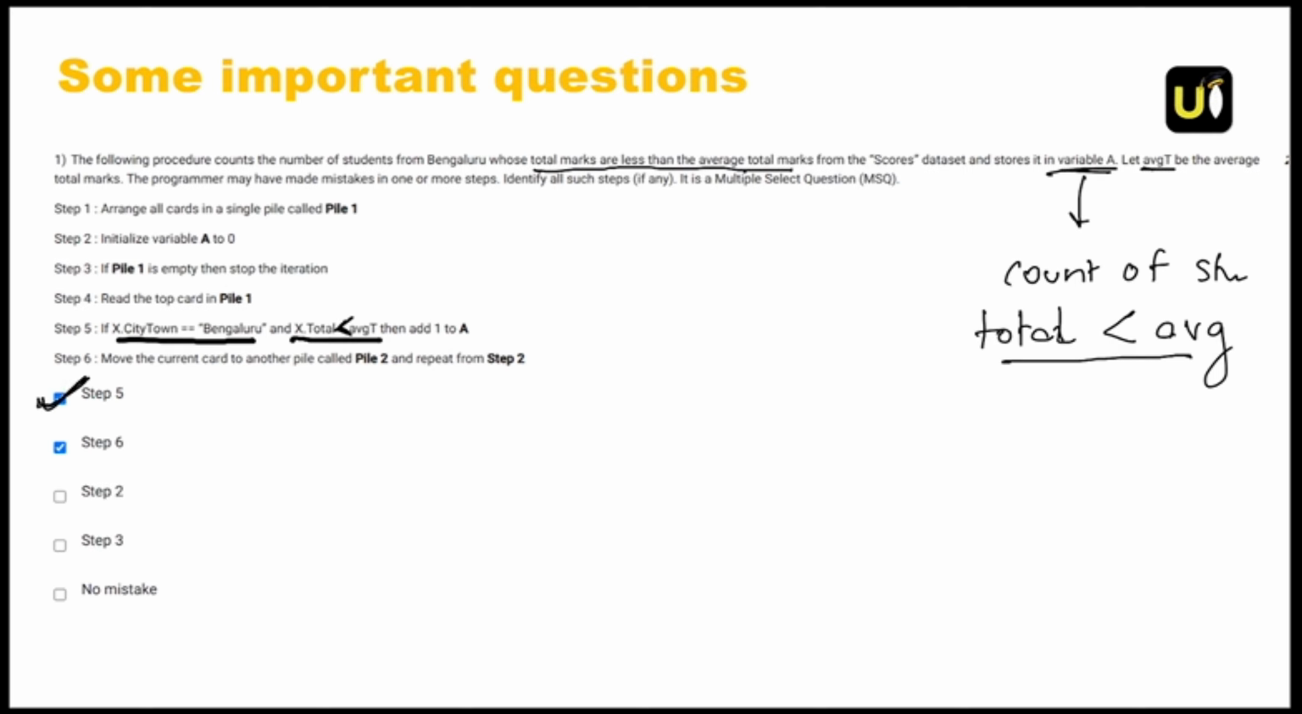Then move the current card to another pile called pile 2 and repeat from step 2. Step 2 is initialize variable A to 0. Variable A shouldn't be reset every time we do the iteration, because we have to find the total number of people with less than average. If it resets to 0 every time, then we would end with 0 or 1 at the end. We wouldn't find the total number of people. So this should be step 3, not step 2. So step 5 and step 6 should be corrected.